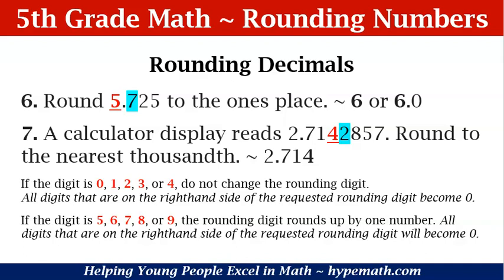We are rounding 5.725 to the ones place. We are going to look and see what our rounding digit is. It is in red and underlined.